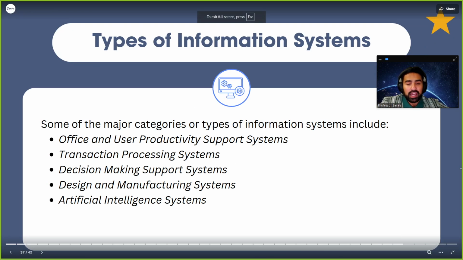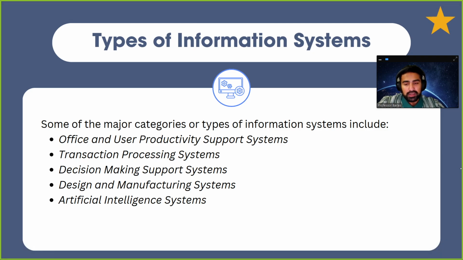So here are the major categories of information systems, just some, not all. We have office and user productivity systems, so information systems that support offices. We have transaction processing systems. Most businesses are dealing with some kind of transactions. Maybe they're selling something, or maybe it's just payroll, maybe you're just paying your employees. That's going to be another type of information system.